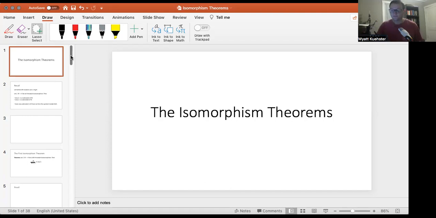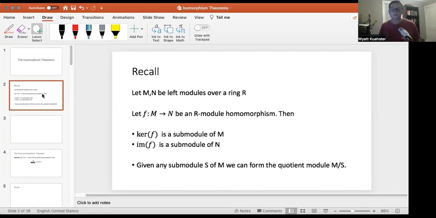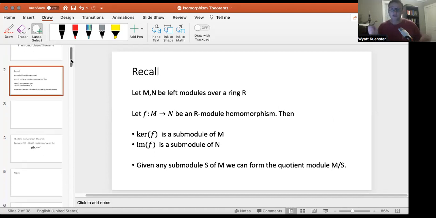There are four different isomorphism theorems, and I'm going to split it into four videos because otherwise it'll be really long. And I'm only going to do it for modules, again, because otherwise it'll be really long. So before we even start, we need to recall a couple of things.